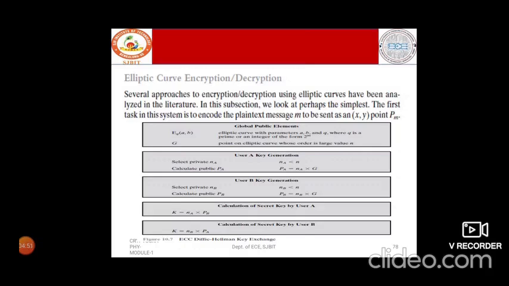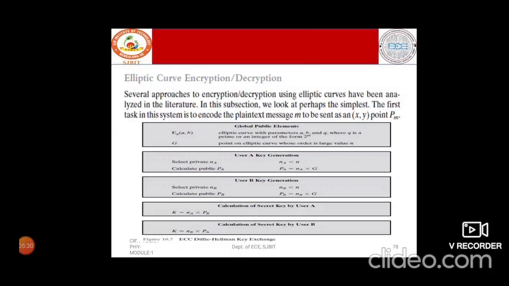Coming to elliptic curve encryption and decryption, there are actually several approaches to encryption and decryption using elliptic curves that have been analyzed in the literature. But in this section, we look at the simplest. The first task in this system is to encode the plain text message M to be sent as an x-y point PM. Here we have global public elements: E_q(a, b), an elliptic curve with parameters a, b and q, where q is a prime or an integer of the form 2 to the power m, and G, a point on the elliptic curve whose order is a large value n.